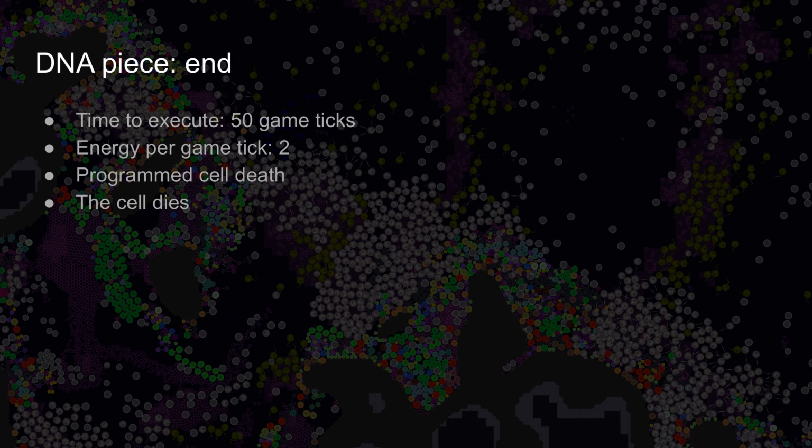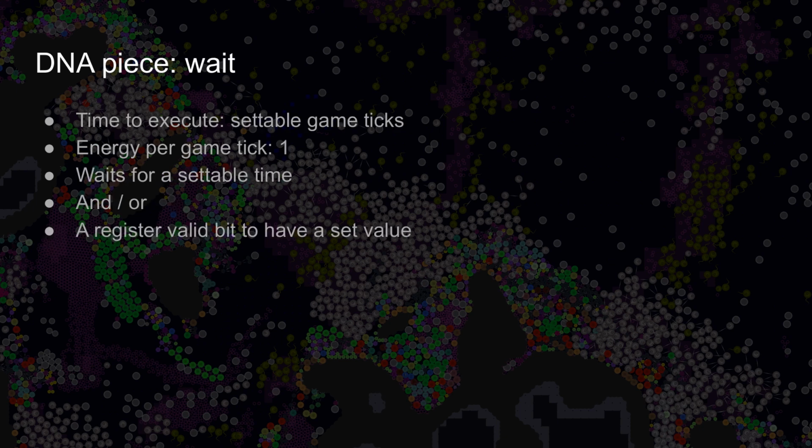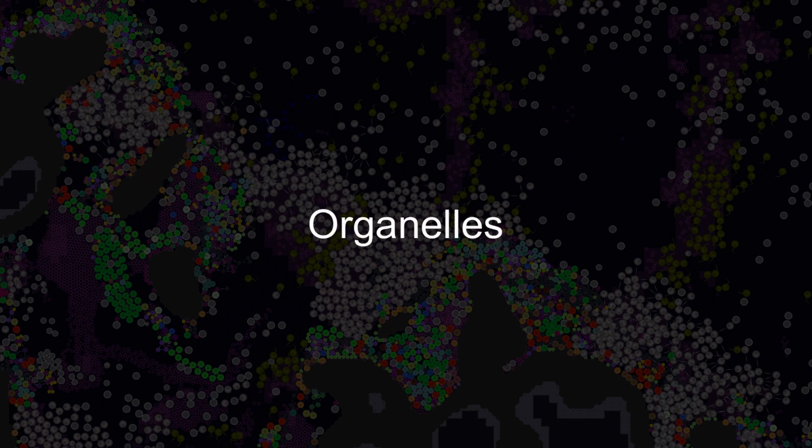The next DNA piece is AND. It takes 50 game ticks and 2 energy to execute. It codes for programmed cell death. After it executes, the cell becomes dead. The last DNA piece is wait. It takes 1 energy per game tick to execute. It can wait for a specified amount of time and/or it can wait for a behavior slot output register valid bit to have a defined value.